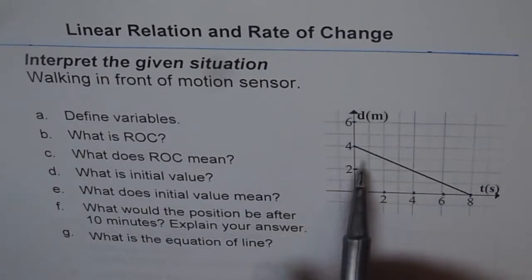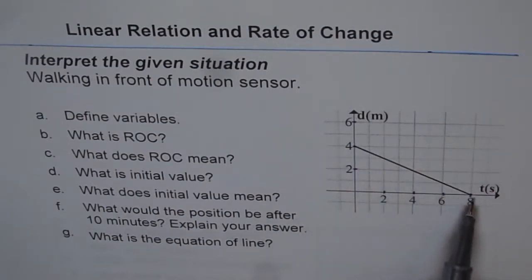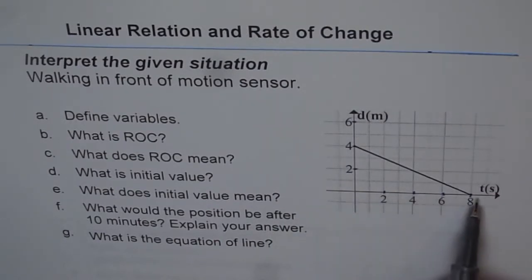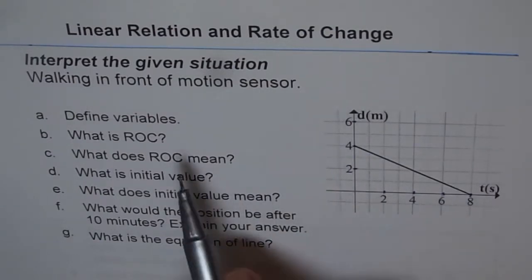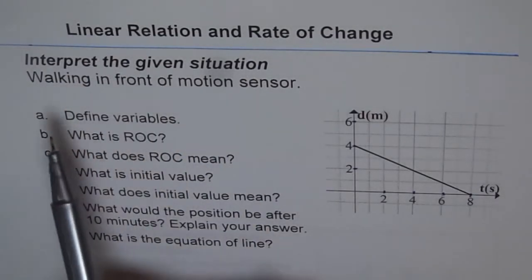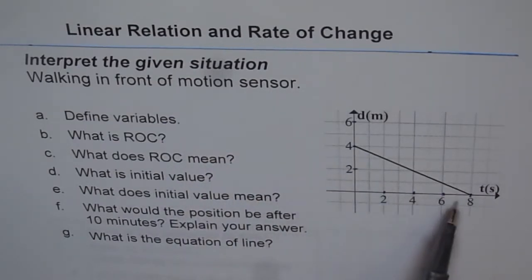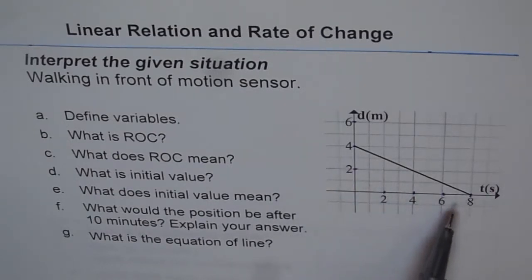What we observe here is a line which is sliding downwards. That means a negative slope, coming down from 4 meters to 0 meters in 8 seconds. So this will help you in answering all your questions, right? Now when you say interpret the given situation, and when you read walking in front of motion sensor, looking at this line, you get an idea that the person is walking towards the motion sensor. So when you walk towards the motion sensor, then the distance decreases, correct?